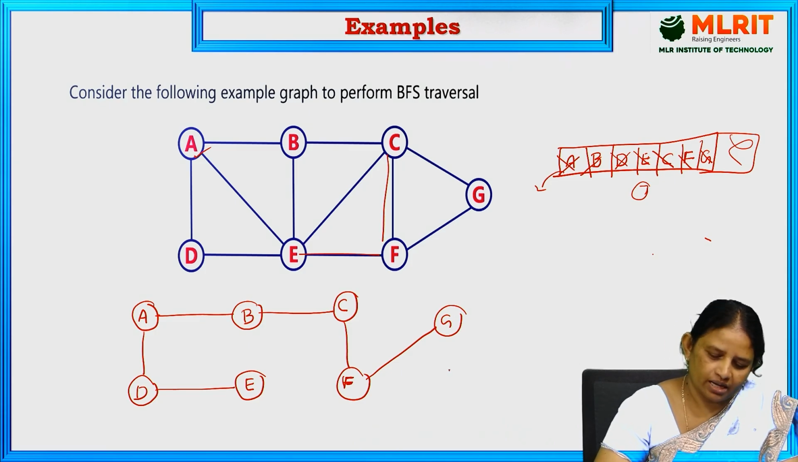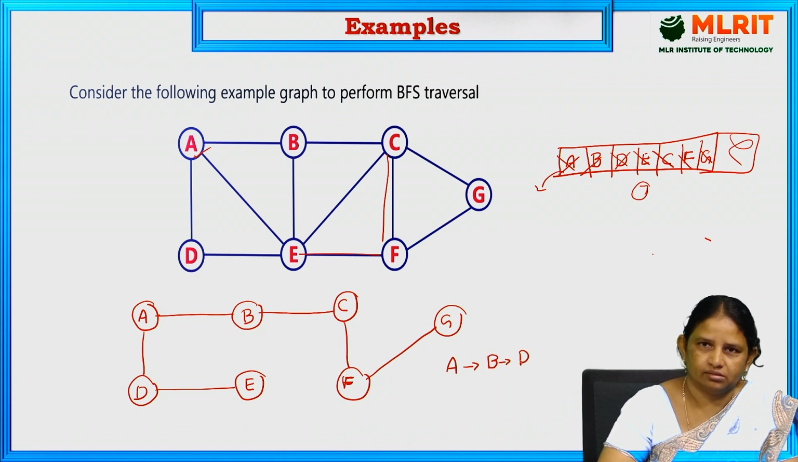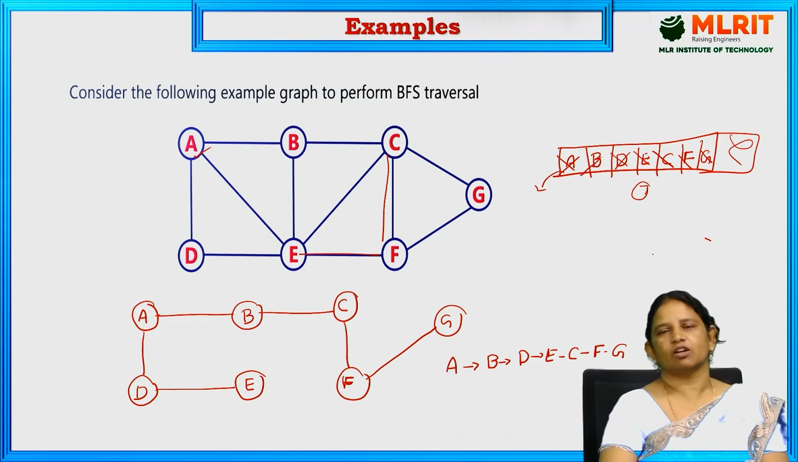What is the order? First of all, A is deleted from the Q. A, B, D, E, C, F, G. This is the BFS traversal for the following graph.